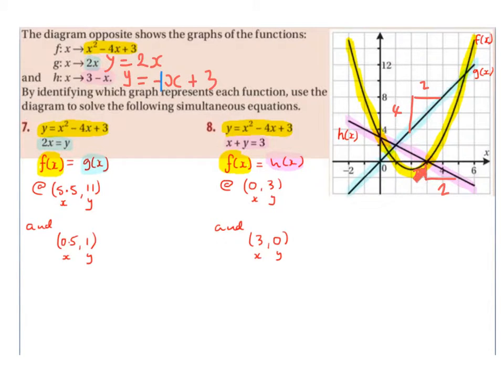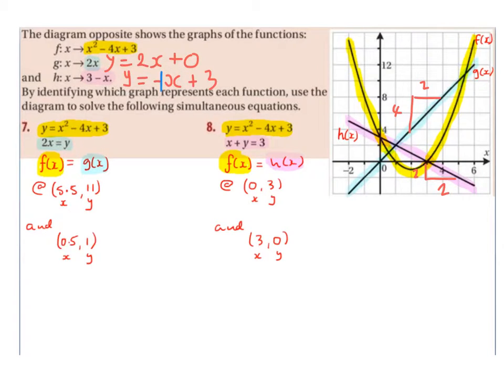So we have a rise of 2, because remember our y-axis is going up in steps of 2. We have a run of 2, because our x-axis is going in steps of 1, and 2 over 2 is 1. And it's going downhill, so it's minus, so we definitely have a slope of minus 1. Also, we could say that y equals 2x is the same thing as y equals 2x plus 0.